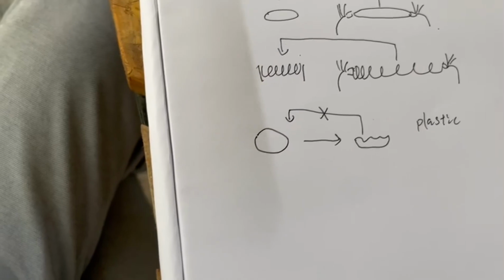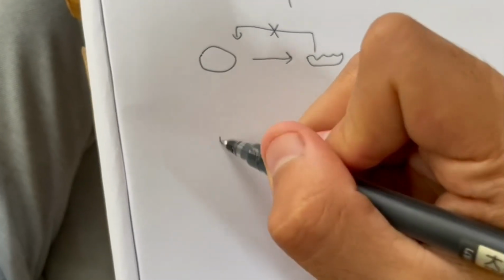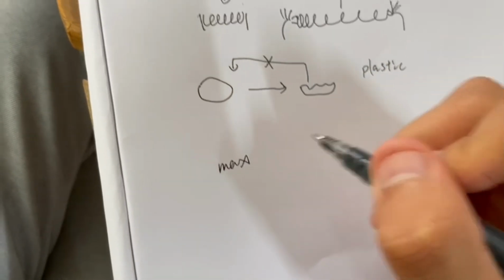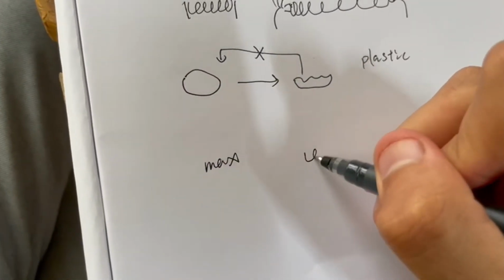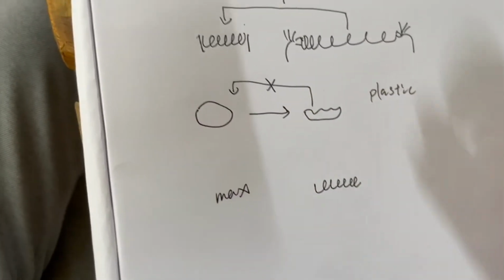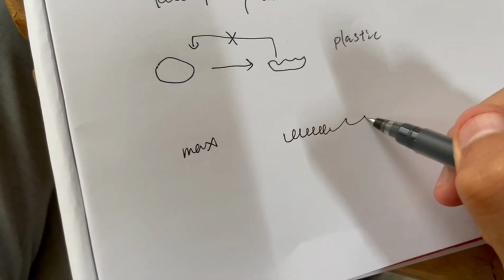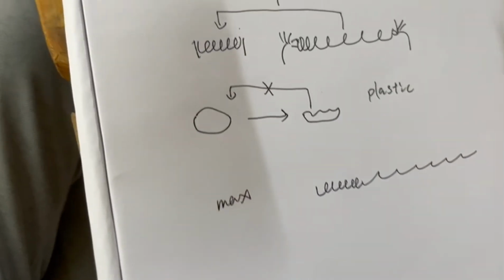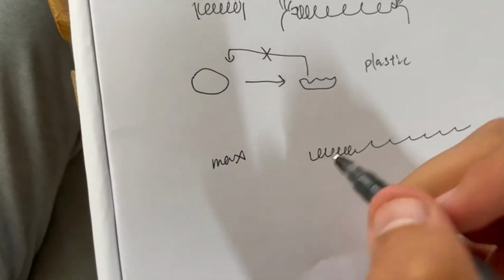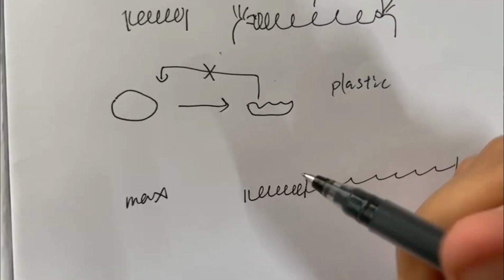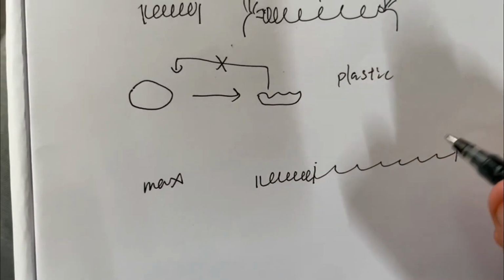So next is the elastic limit. The elastic limit is the maximum extent to which a solid can be stretched without permanent deformation. Beyond this limit, the material will undergo plastic deformation. After exceeding the limit, it won't go back to its own original shape.